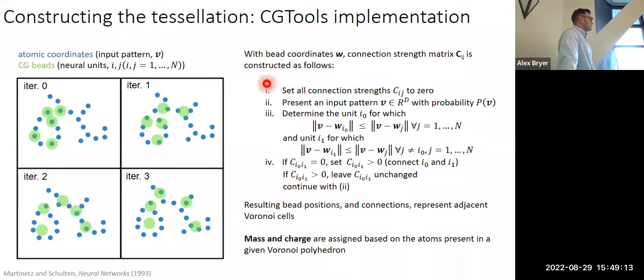So you slowly evolve your set of pointers to your input pattern, which in this case is your atomistic molecule, based on its proximity to features in the input pattern. And then that's this short algorithm here. So you're checking the distance, and you're basically establishing the position of your pointer inside the domain that's closer to your feature than any other, and you create the Voronoi tessellation.